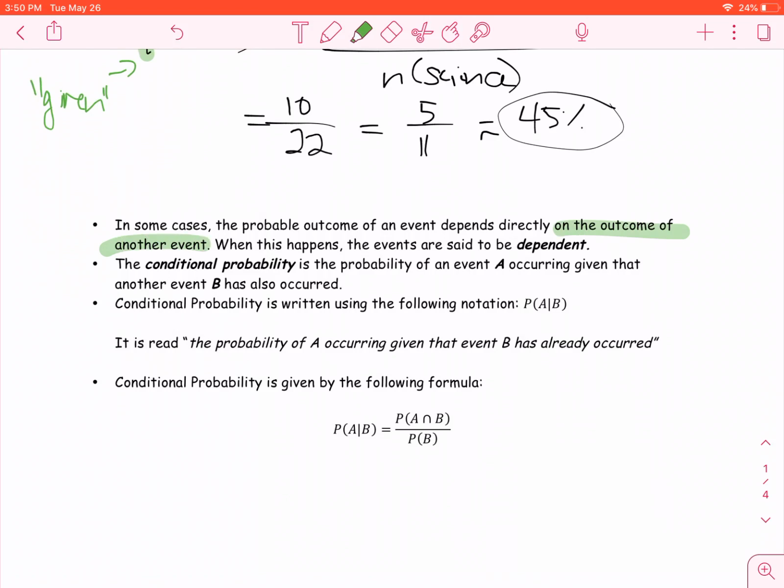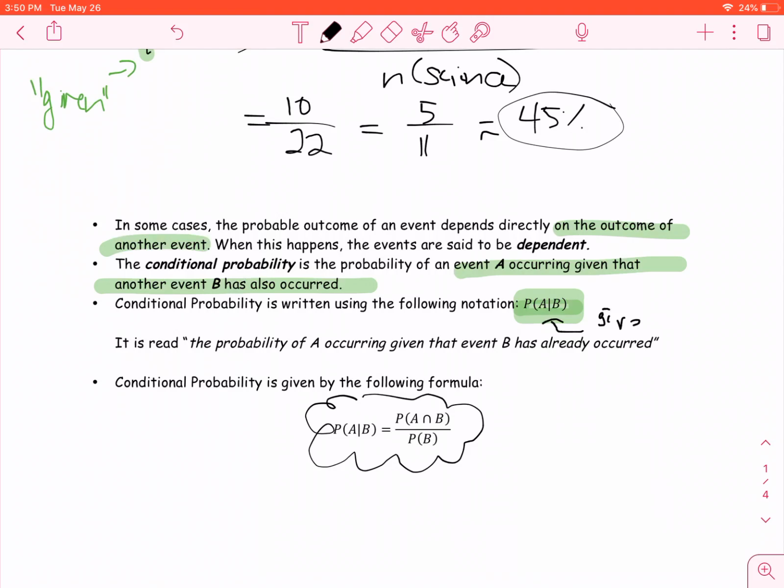The conditional probability is the probability of an event A occurring given that another event B has also occurred. In terms of our notation, it is written as P(A | B). Again, that vertical line means given. We're going to be using this formula right here, and it reads: the probability of A given B is equal to the probability of A and B, again looking at that intersection, divided by the probability of event B.